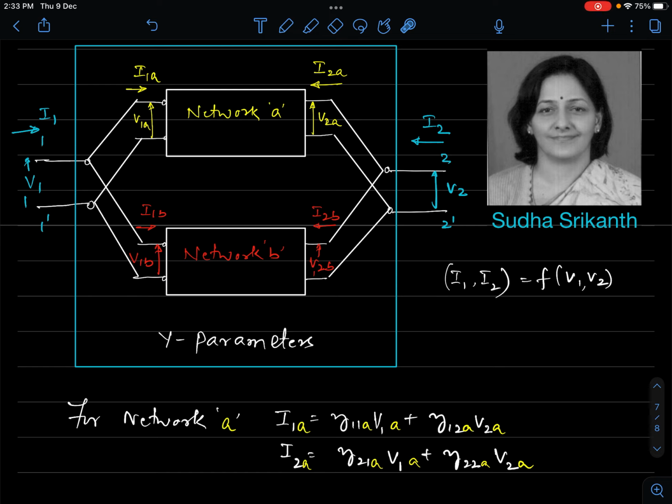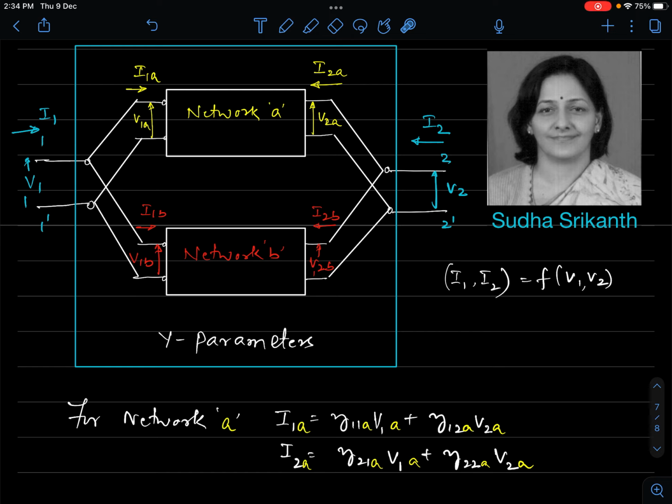Similarly, if V2 is the voltage between 2 and 2 dash of the resultant network, the same voltage between 2 and 2 dash is also appearing as V2A, and that is the same as V2B. So we can simply say V1 equal to V1A is also equal to V1B. V2 equal to V2A and V2B. It's very easy to comprehend this information, isn't it? We will write it eventually.